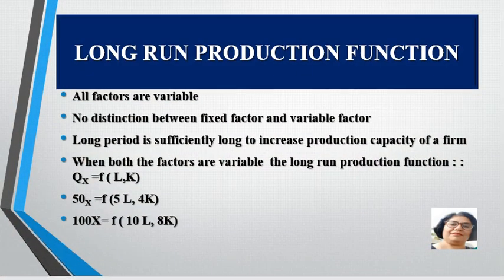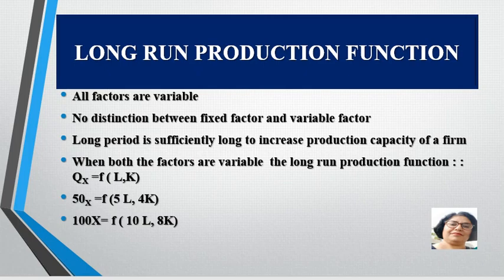In the long run production function, all the factors are variable, so there is no difference between the fixed factor and the variable factors. Every factor could be increased as per the requirement. Long period is sufficiently long to increase the production capacity of a firm. And both the factors are variable, so we could express the long run production function as a function of labor and capital.